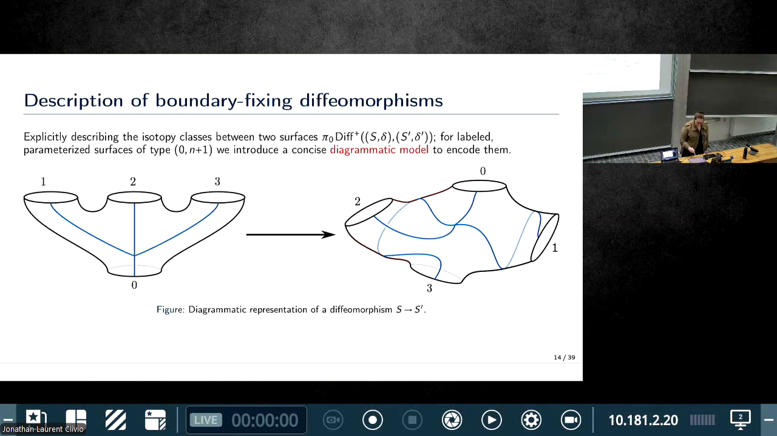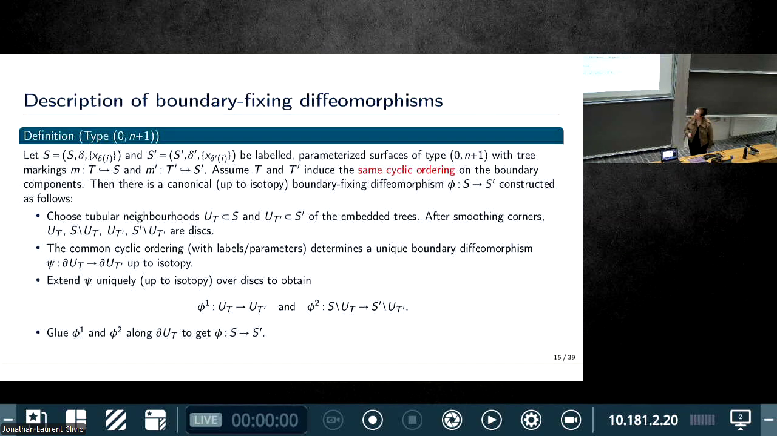So there's a way that we can do this with a diagrammatic model. So I'm going to give you a precise thing. We're going to use embeddings of trees in here to be able to say specifically, based on what happens to this tree, what this diffeomorphism is. So I'll put this up here. Well, if I have two surfaces, S and S prime, they've got labelings and they have their parameterization points. And I'm going to embed a tree, T into S and T prime into S prime. So this is a simply connected graph. I'm staying in genus 0 for now.